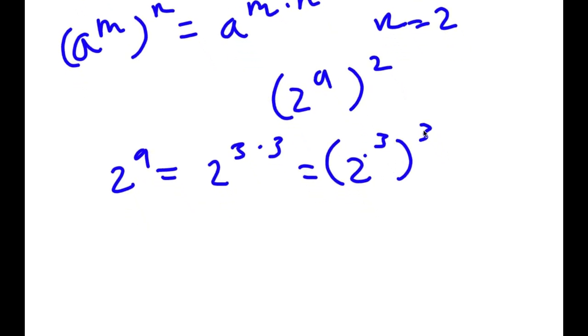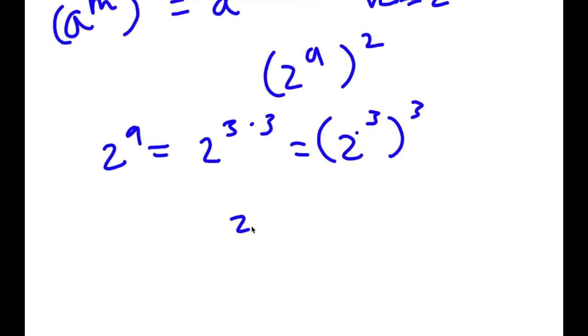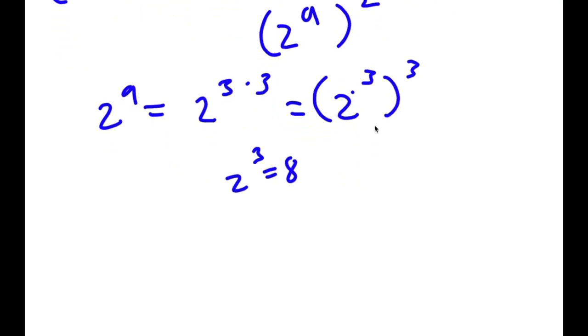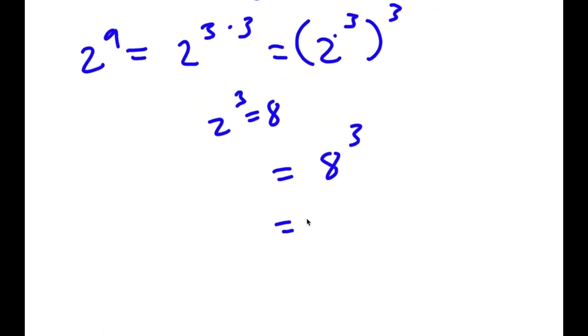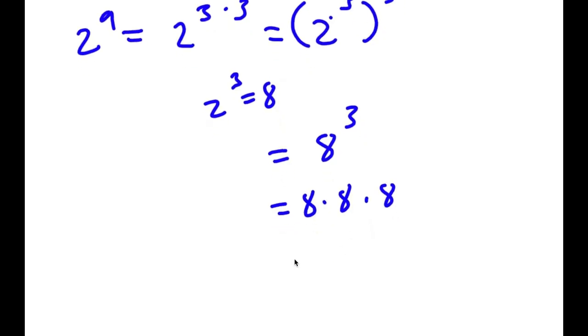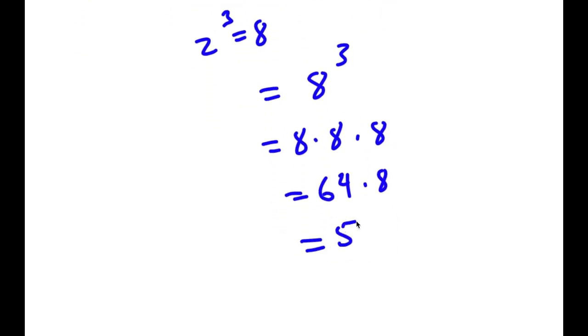Now 2 to the power of 3 to the power of 3, well, first off, 2 to the power of 3 is equal to 8. So now I have 8 to the power of 3, which is equal to 8 times 8 times 8, which is equal to 64 times 8, which is equal to 512.